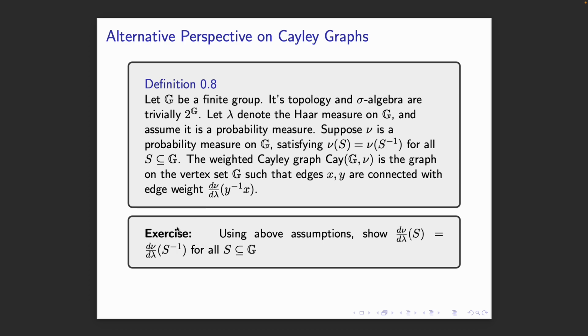Now if you want to do a little bit of an exercise, you could show using the above assumptions that d nu d lambda of s is equal to d nu d lambda of s inverse for all subsets of the group. This condition essentially ensures you have an undirected graph, which we want.